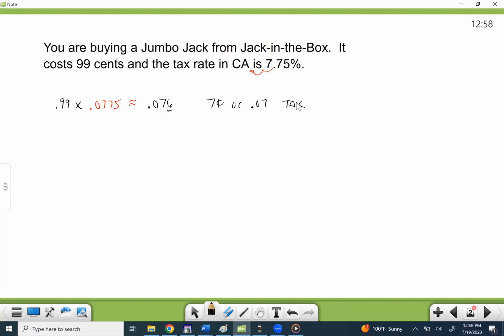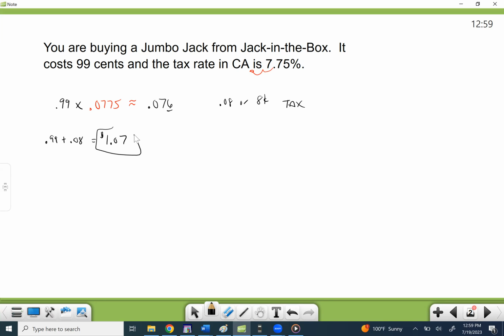So what I had to do is, okay, well, it's 99 cents for a jumbo jack, and now I've got to add the tax to it. Oops, I'm sorry, I should have rounded up. What am I talking about here, you guys? 8 cents. I said it, then I didn't write it. The 6 is going to round the 7 up to an 8. So I'm going to add that 8 cents to the 99 to give us $1.07, and that's what a jumbo jack was, after tax back then.